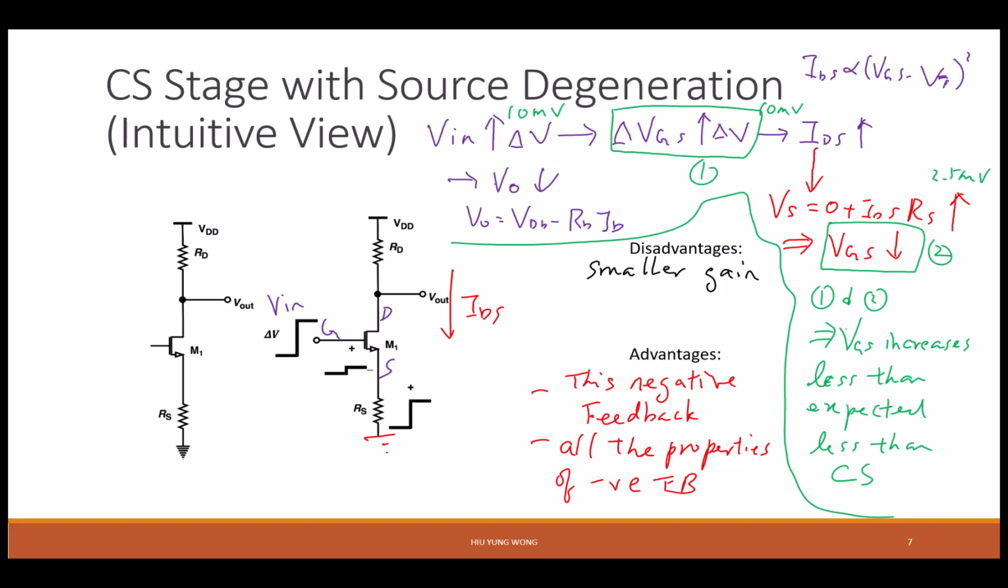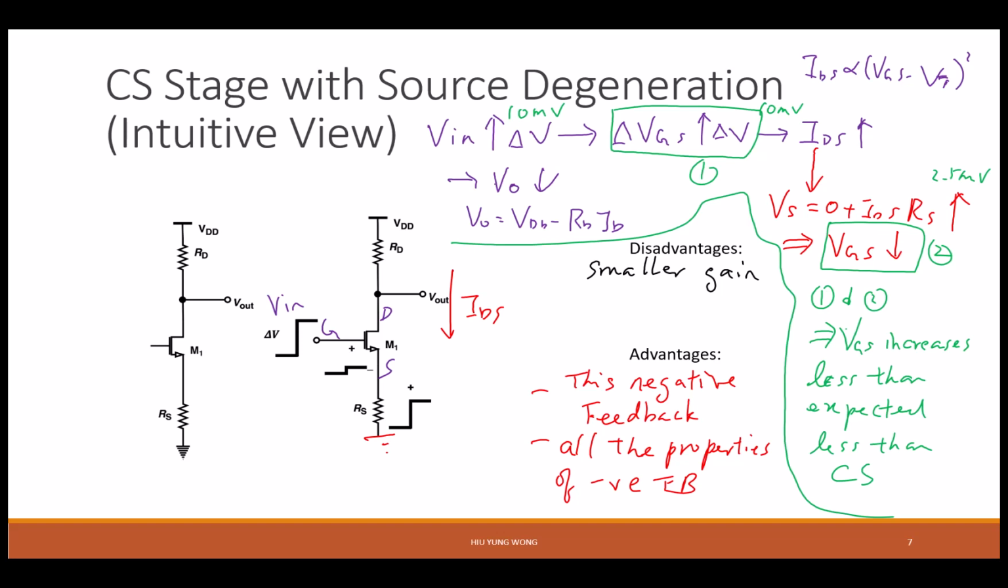Right? It has a smaller gain because I increase my Vin by 10 millivolt. In the common source, my Vout may reduce by, let's say, 20 millivolt. But now when I increase Vin by 10 millivolts, my output may only reduce by 10 millivolt, because the effective VGS did not increase by 10 millivolt. It only increased maybe by 7.5 millivolt because the Vs comes up.